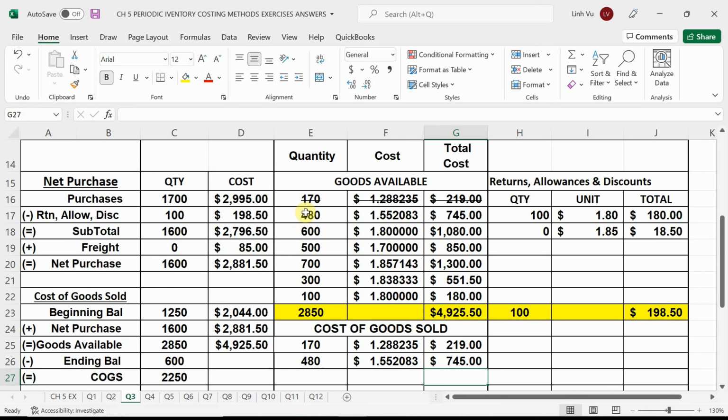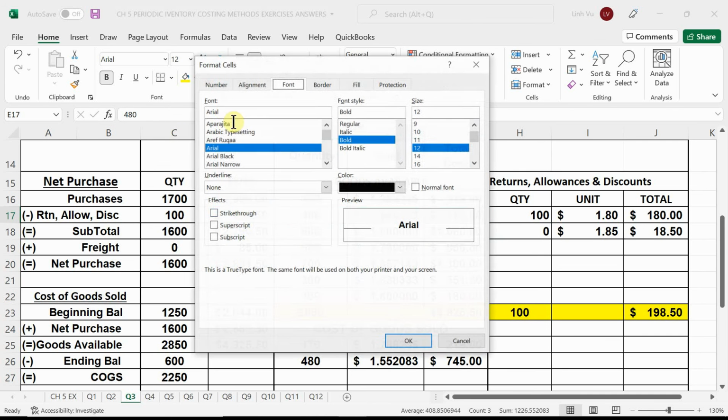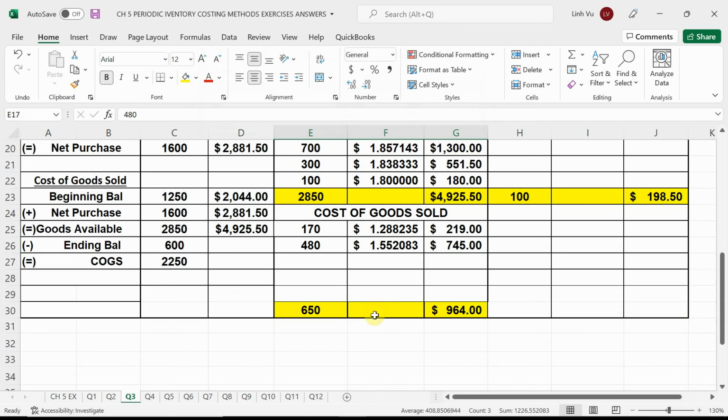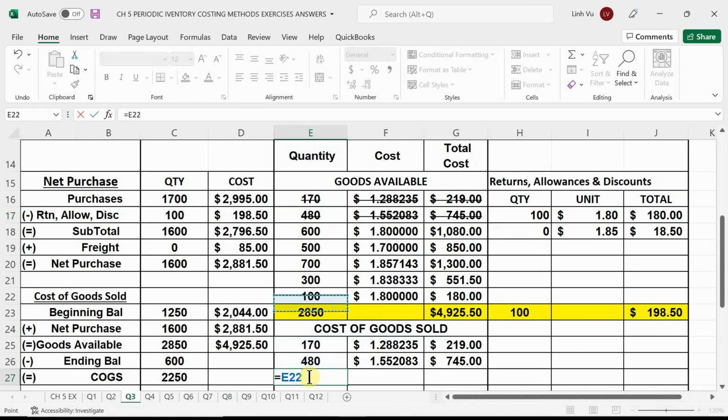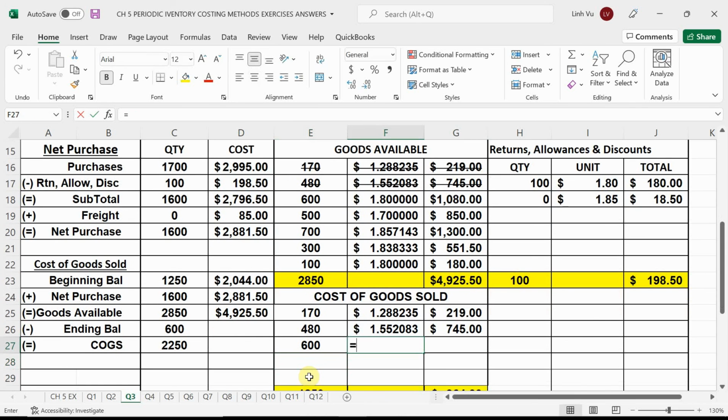Right? Now that we got rid of 480, let's keep going because that's definitely not anywhere near 2,000. Okay, that gave us only 650 units. So, which batch of inventory would it take out from next? 600. We're going to take that 600 out, which is going to cost me the 1080.